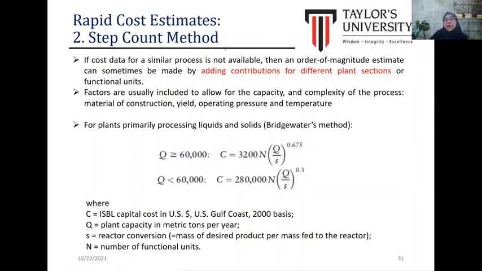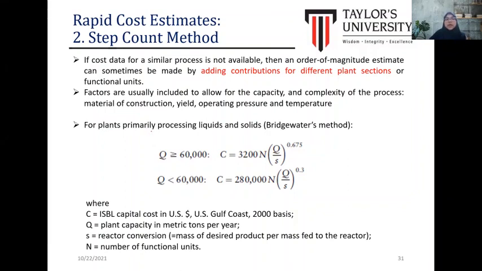The step count method is used if we do not have the available data or a similar process. By using this method, we can add a contribution for different plant sections. Factors are usually included to allow for the capacity and complexity of the process, such as the material of construction, yield, operating pressure, and temperature.